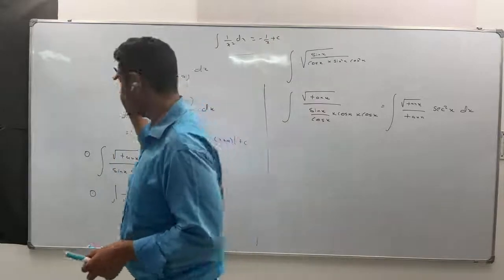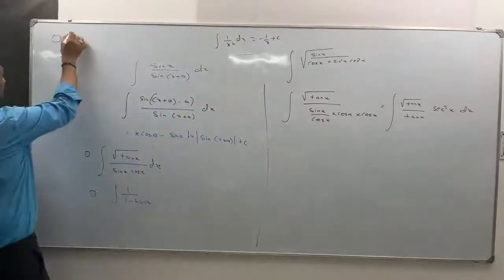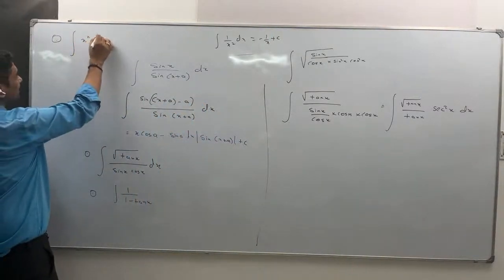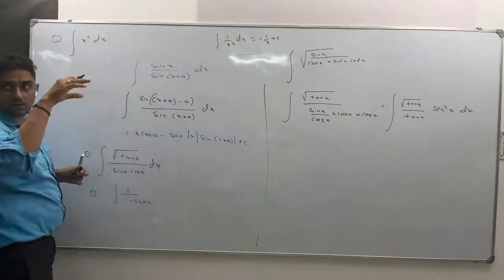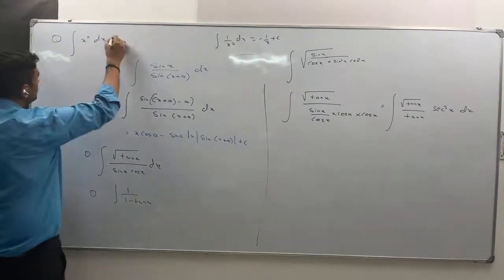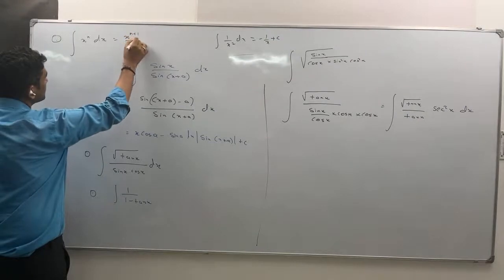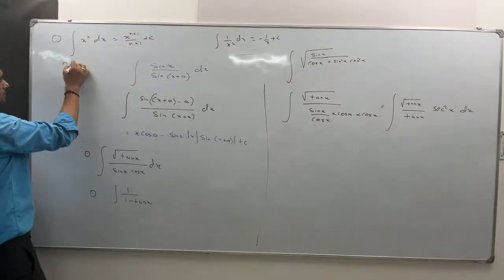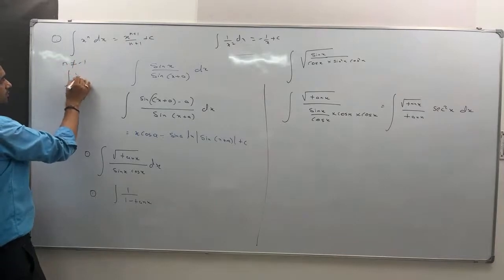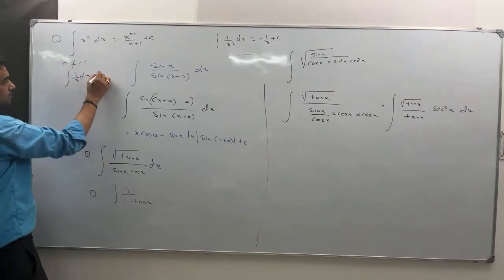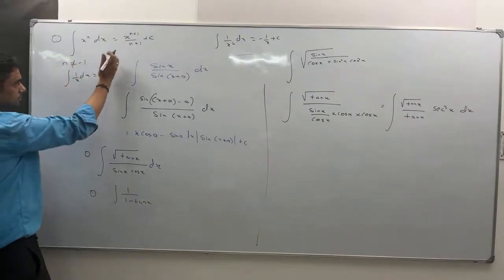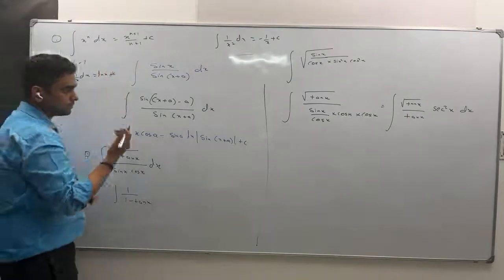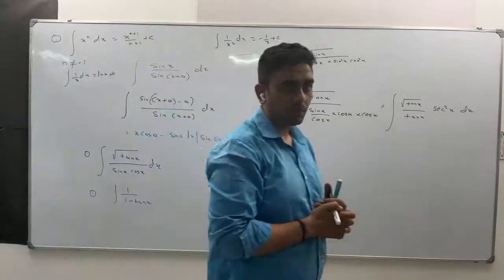So we follow this formula strictly. That is integral of x power n, n can be anything, any number, will be x power n plus 1 upon n plus 1 plus c, except minus 1, because for minus 1 we have ln x. So what will be the final answer?